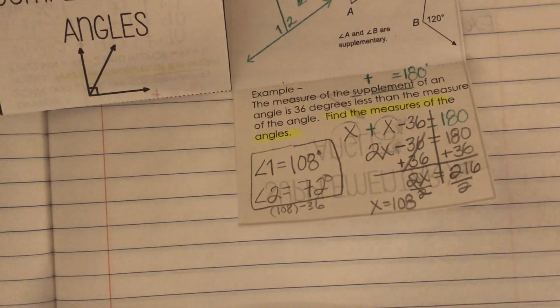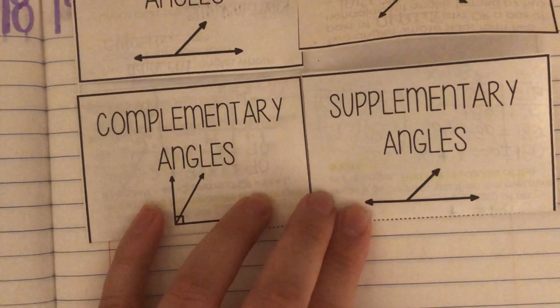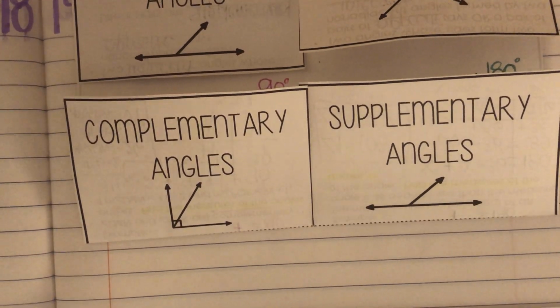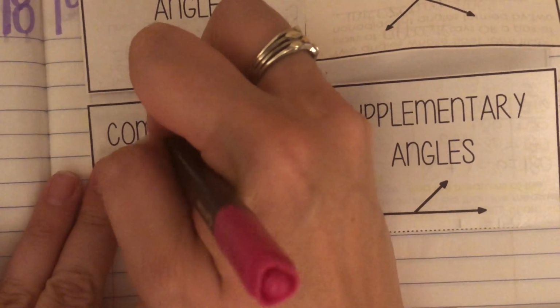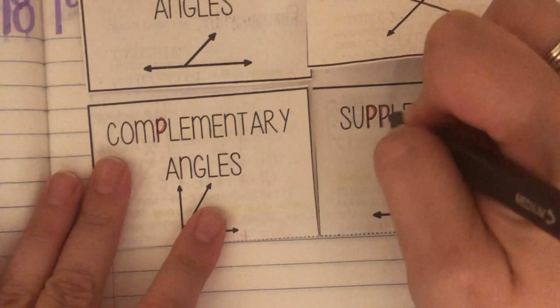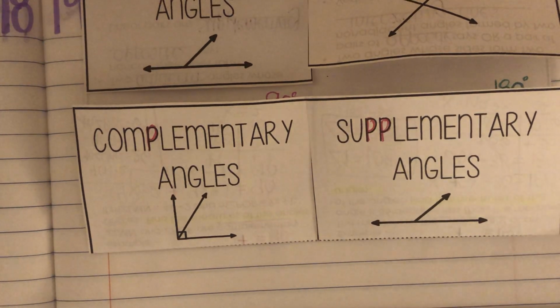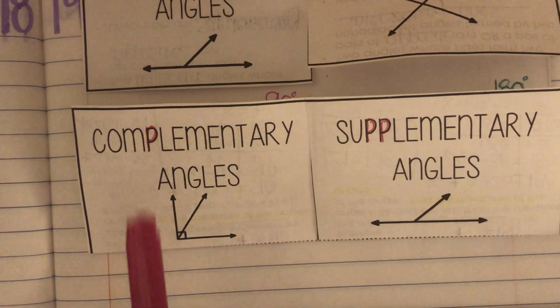A cute little way to remember the difference between supplementary and complementary. Look at the letter P. The letter P reminds me of the number 9. It looks like I took the number 9 and I flipped it.